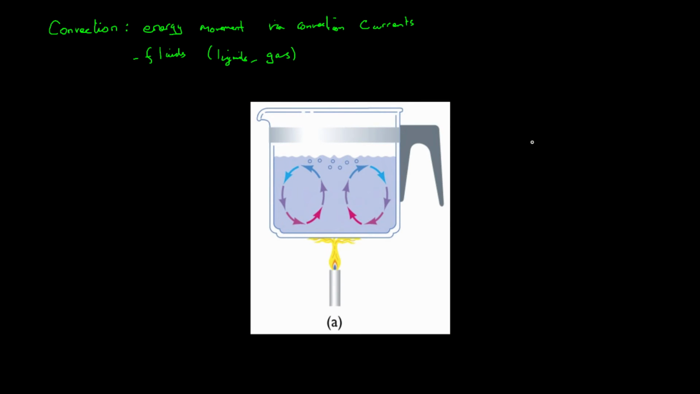Okay, so here we can see we have a flame. So we've got a flame here. And all that's doing, obviously, is it's providing heat. So let's just do that in red. That is providing heat to the bottom of this beaker. Now this beaker, as you can see, contains water, and the water at the bottom of the beaker is of course being heated up. Now this is going to set up a convection current. These arrows show the movement of water.